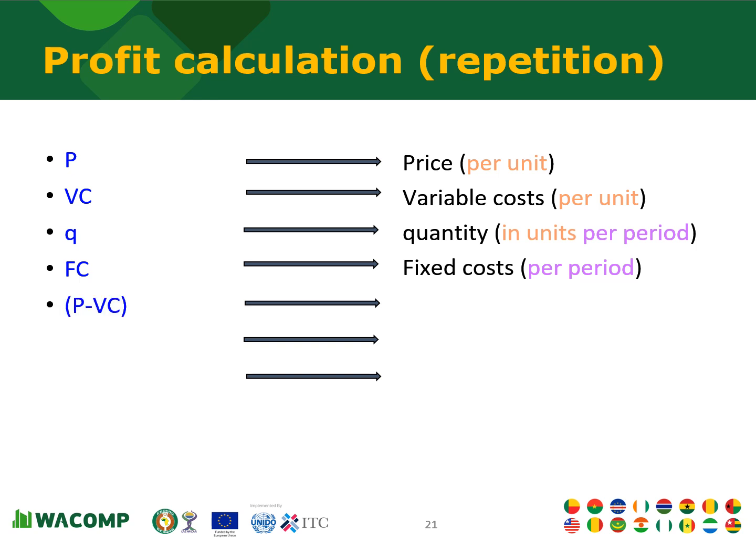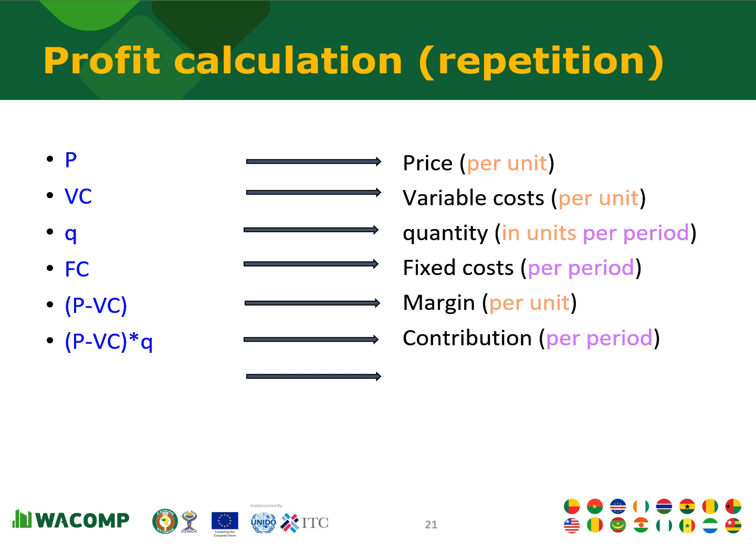P minus VC, margin per unit. P minus VC multiplied by Q, contribution per period. P minus VC times Q minus FC, that is profit. That's also per period. You can repeat this as often as you like until you know it by heart.